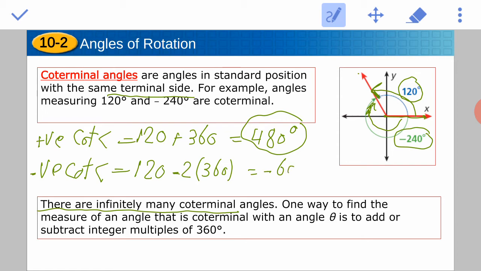Negative 600 degrees. Guys, the diagram only shows one coterminal angle with 120. The diagram only shows the negative 240, but 480 is another coterminal angle. Negative 600 is another coterminal angle with the same original angle 120. So how many coterminal angles of one angle? There are infinitely many coterminal angles.